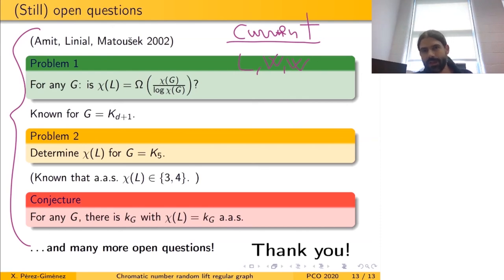And there's a lot of work. So if you like the uniform model of d-regular graphs, you can think of random lifts as a very nice non-trivial generalization. So it's interesting to try to extend results from the uniform model to random lifts of regular graphs. And I think I'm running out of time, so I'm gonna finish here.